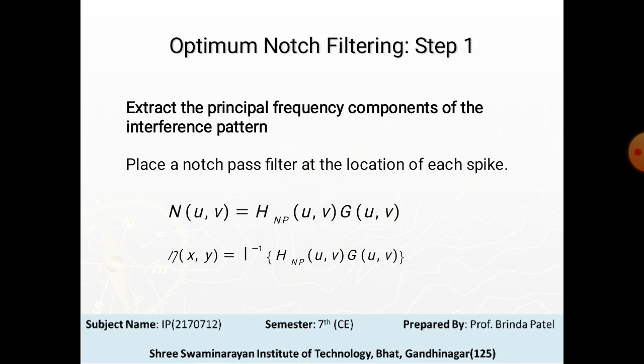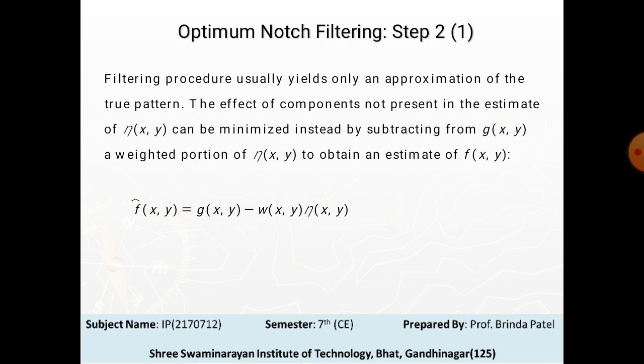So because the corrupted image is assumed to be formed by addition of the uncorrupted image f of xy and the interference, if n of xy were known, completely subtracting the pattern from g of xy to obtain f of xy would be a simple matter. So the filtering procedure usually yields only an approximation of the true pattern.